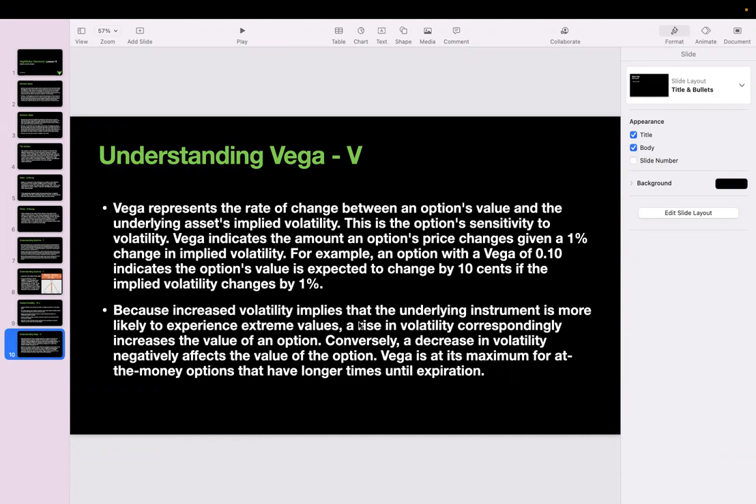Because increased volatility implies that the underlying instrument is more likely to experience extreme value, a rise in volatility correspondingly increases the value of an option. Conversely, a decrease in volatility negatively affects the value of an option. Vega is at its maximum for at the money options that have longer times until expiration.